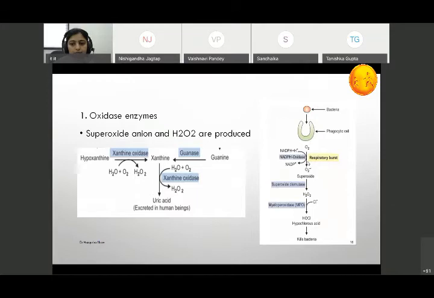NADPH oxidase is activated in the phagolysosome due to engulfing of the bacteria by a phagocytic cell, so that it increases oxygen consumption and then causes formation of superoxide radical. This superoxide is acted upon by superoxide dismutase to form hydrogen peroxide, and then by myeloperoxidase. So this is one example of an oxidase enzyme.